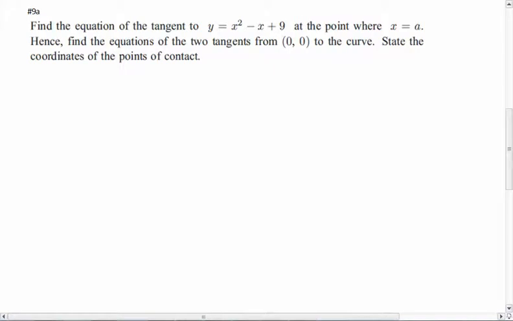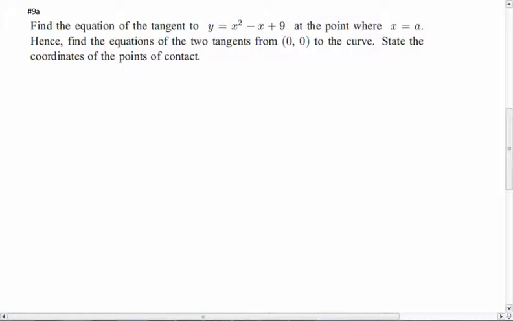Alright, now this is really the same kind of problem that we've been working with, but it's going to be a little bit more expansive, a little bit more general. So we're finding the equation to the tangent of y equals x squared minus x plus 9 at the point where x equals a. Hence, find the equations of the two tangents from 0, 0 to the curve. State the coordinates of the point of contact.